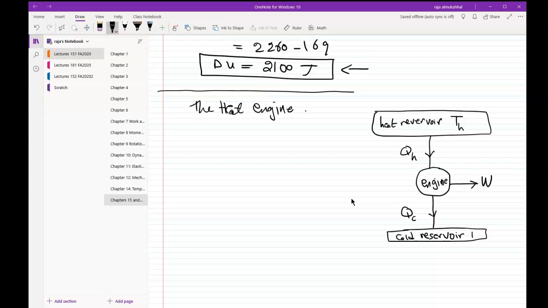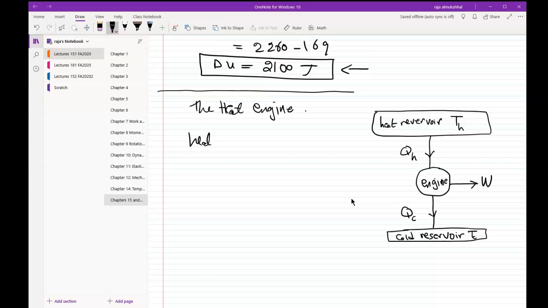Okay, this is a temperature that is much lower than T_H, so we're going to call it T sub C. Okay, so that's basically the diagram of how a heat engine would operate. So let me just try to write it in bulleted items.